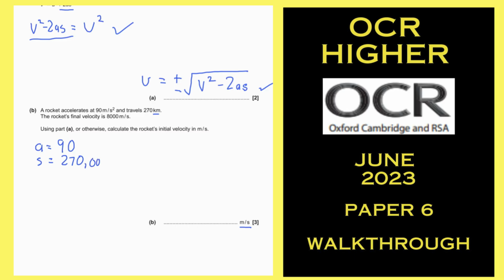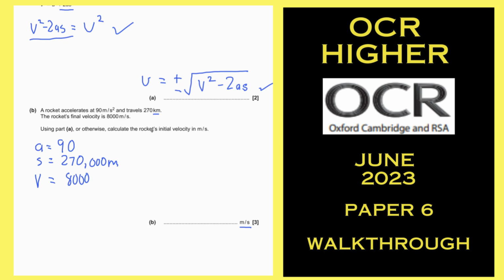We times it by 1,000. So distance is now in meters. Then we've got the rocket's final velocity. Final velocity is the letter V, and that's 8,000 meters per second. Again, that's in the units. We're happy with that. No need to muck around.